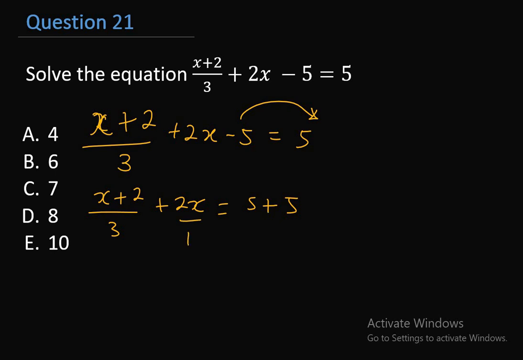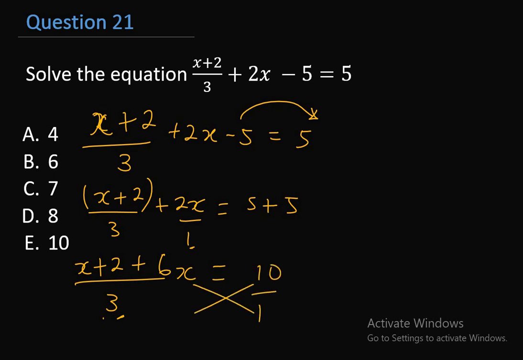Let this be over 1. The LCM is 3. 3 divided by 3 is 1. 1 times this numerator will give me x + 2, plus 3 divided by 1 is 3, 3 times 2x is 6x, equal to 5 + 5, 10. Let this be over 1. Cross multiply. So we have x + 2 + 6x equal to 10 times 3, 30.